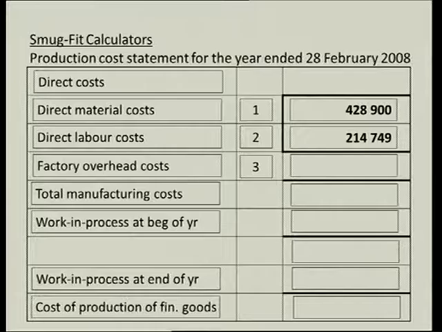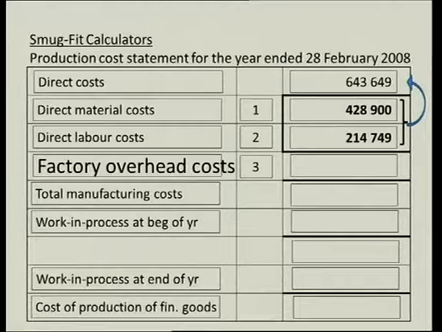Okay, so you've got those two items on your production cost statement. You're busy writing them in. Now, it's on page 63. It's all filled in for you. And now you're going to add the two together, and it's going to give you your direct costs. So you're going to add 428,000, okay, and 214,000, and it's going to give you 643,649. Okay. You're just copying from your notes now. You've worked out everything, you're just copying from your notes. Next, we're going to go to factory overhead costs.